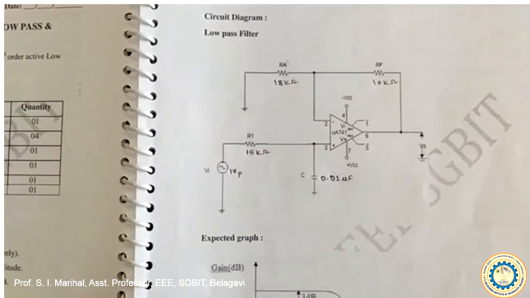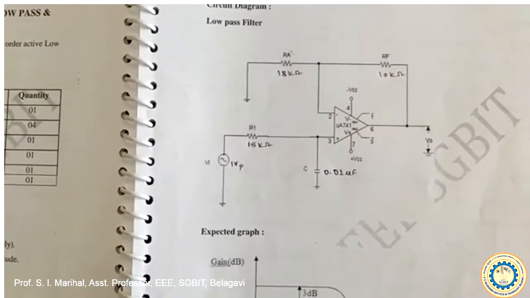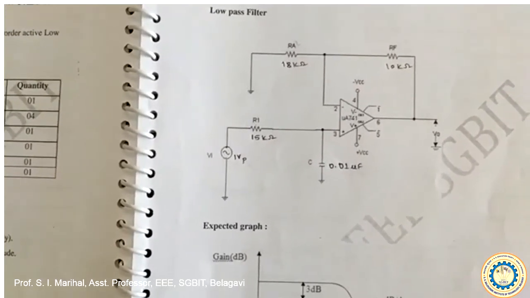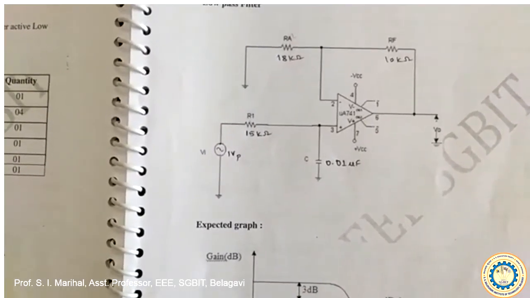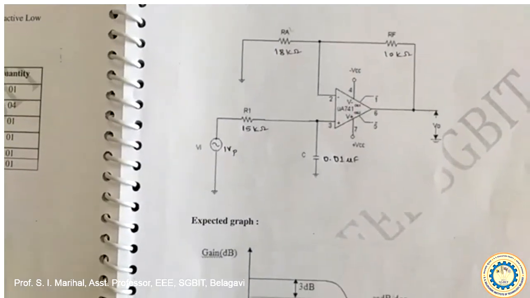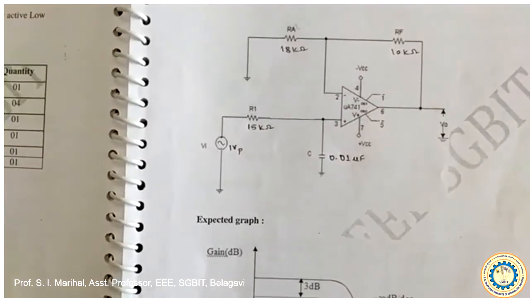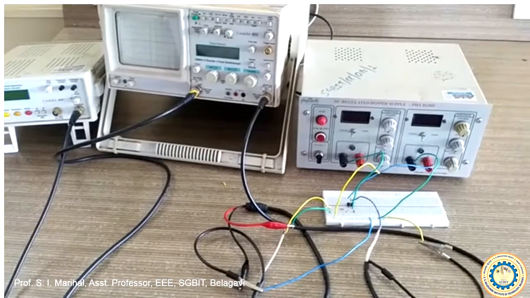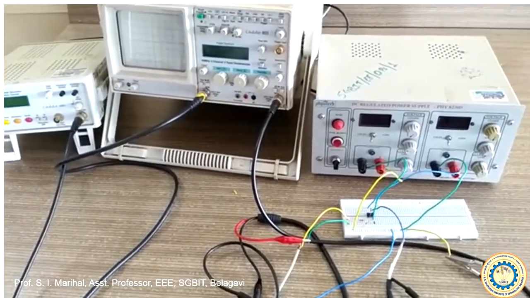Now this low pass filter is designed for a cutoff frequency of 1 kilohertz, and for the given cutoff frequency, these are the designed values of the resistors and capacitors we have got. We consider the gain of the circuit as 1.5, and we are giving the input as 1 volt peak. So now this is the setup for the low pass filter.